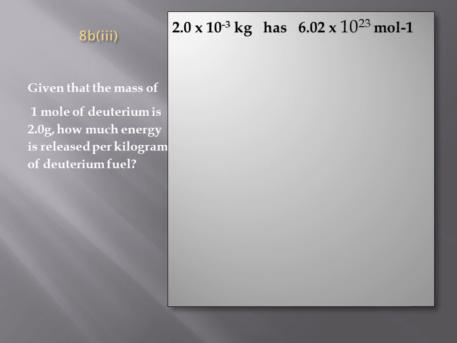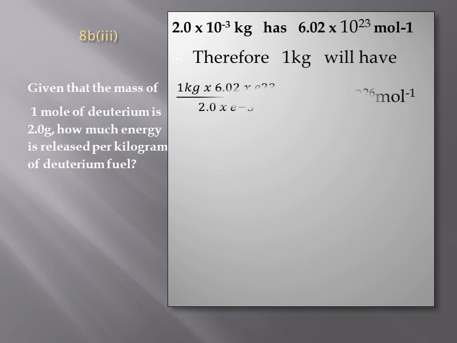What have we been told? We have been told that 1 mole of deuterium has a mass of 2.0 times 10 to the power minus 3 kg. Why 2.0 times 10 to the power minus 3 kg? We are converting these grams to kilograms.